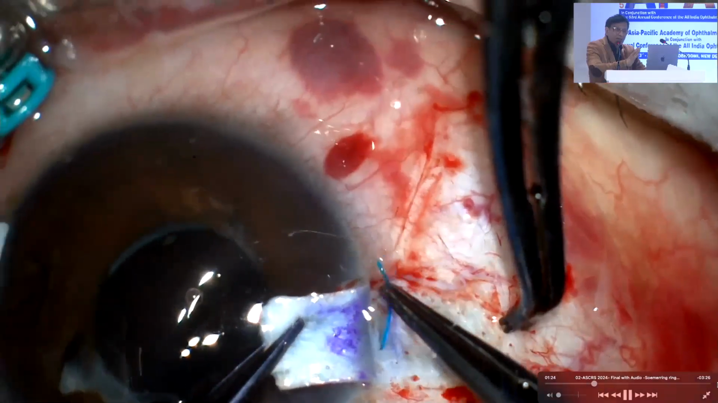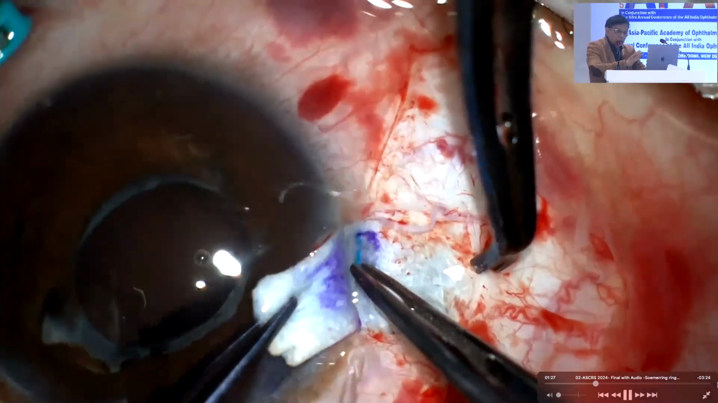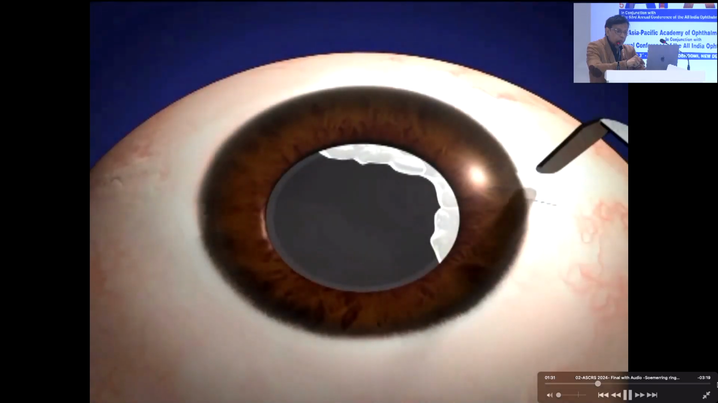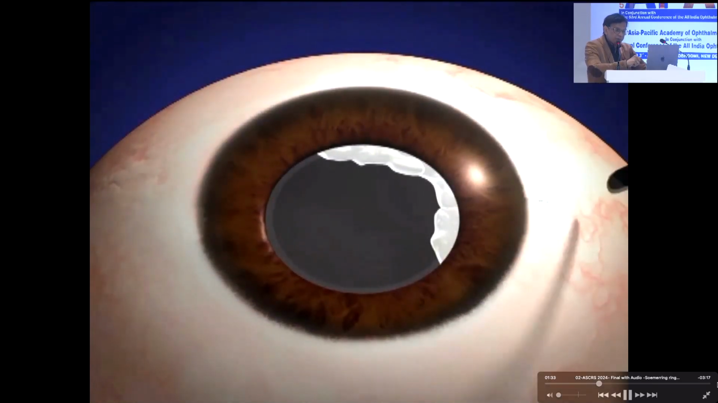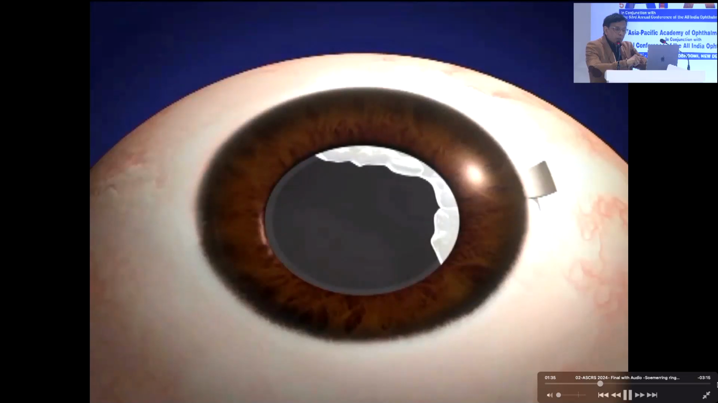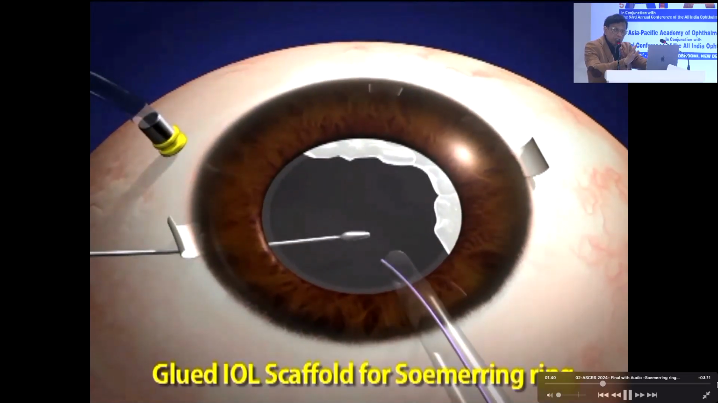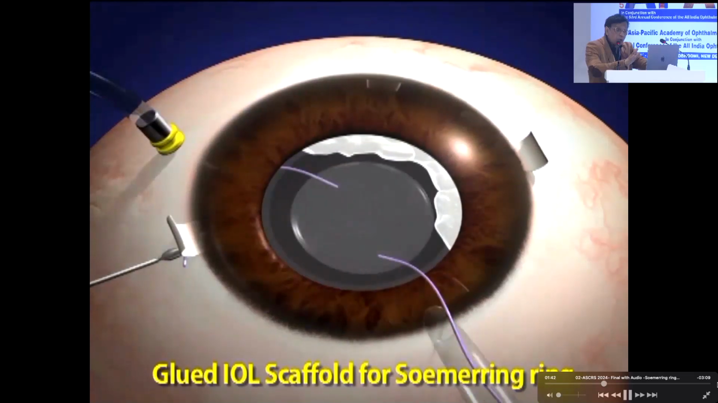Now once I have a scaffold, I'm tucking it into the Scharioth pocket. Now I can attack the Soemmering ring. So the principle, if you see on the animation, is like this. I made my flaps. I'm going to implant my IOL inside. I'm talking of cases, remember, where there is no capsule, but Soemmering rings are there.